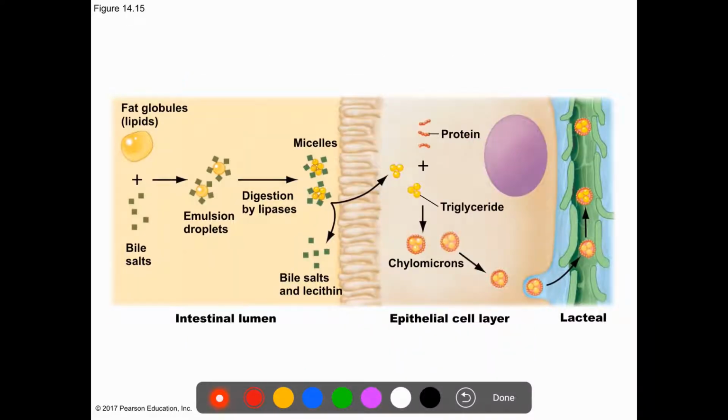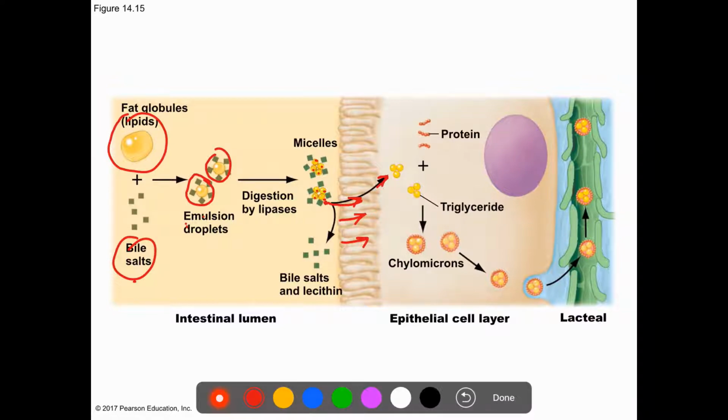For the lipids, it's a different story. We have the fat and we have the bile salt. The bile salt will come and surround the fat, and this is a process called emulsion. So we will emulsify the fat, making it, think of it like, smaller pieces, okay? And these smaller pieces will be easier to be absorbed by the intestine cells.